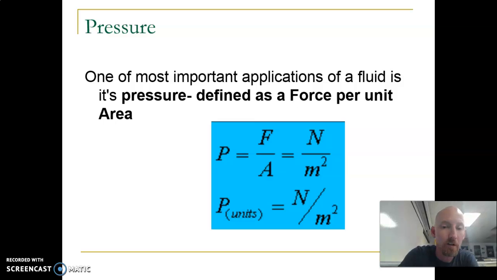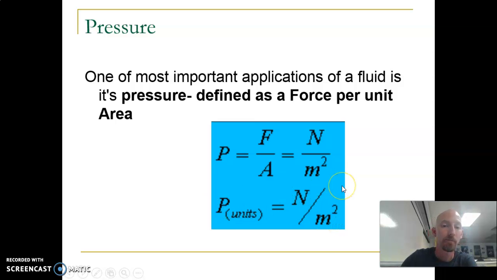Pressure is force per unit area. Force is in newtons, area is usually in square meters. And so pressure is usually newtons per meter squared, newtons per square meter. Those are the actual units for pressure.